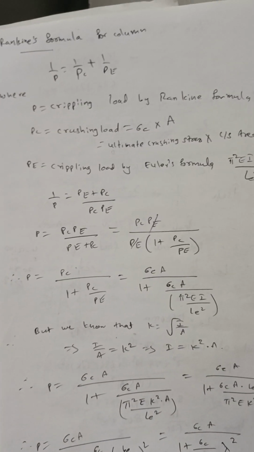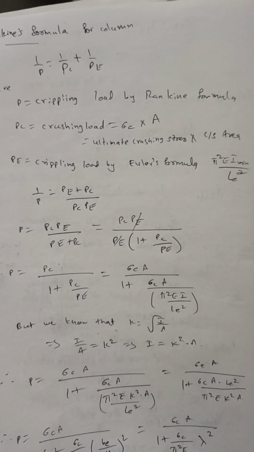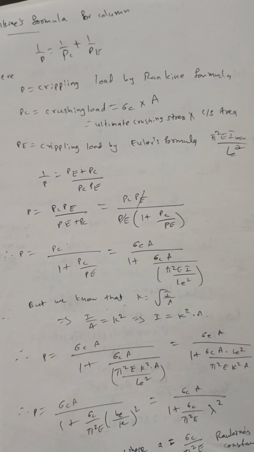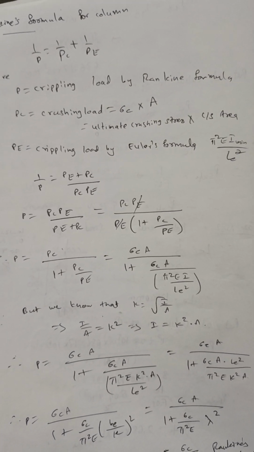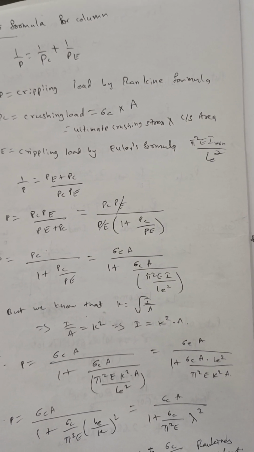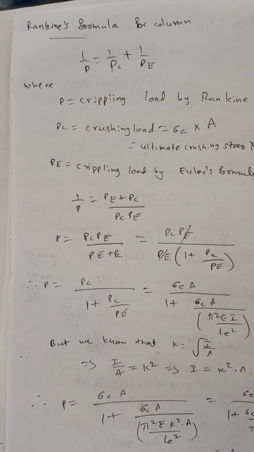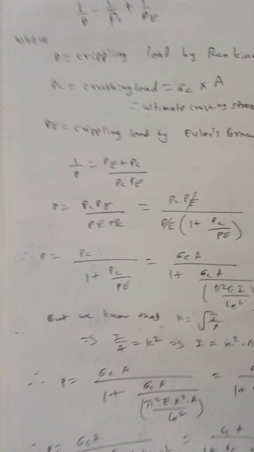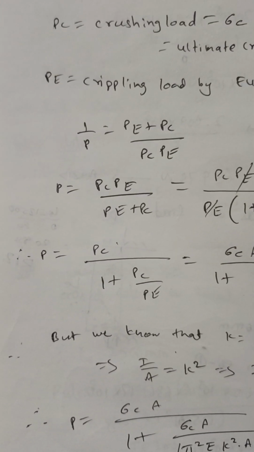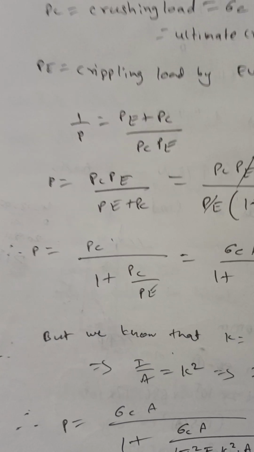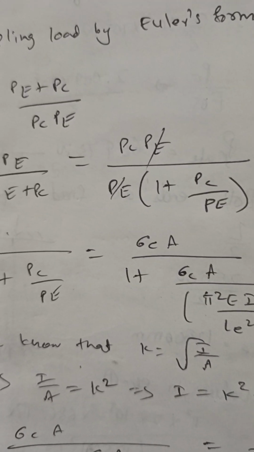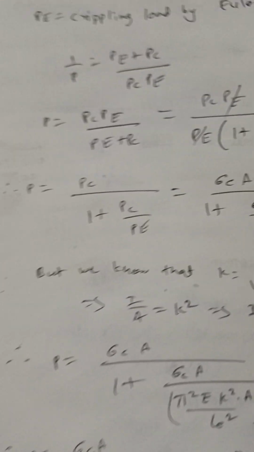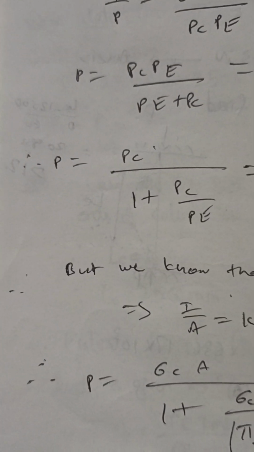PC is the crushing load, which is equal to sigma C into A, the ultimate crushing stress into the cross-section area, and PE is the crippling load by Euler's formula, that is, PE = pi squared E I minimum divided by LE squared. So we can write 1/P = (PE + PC)/(PC·PE), and then P = PC·PE/(PE + PC), which is equal to PC·PE divided by, if we take PE common, PE(1 + PC/PE). We can cancel PE, and we will get this.